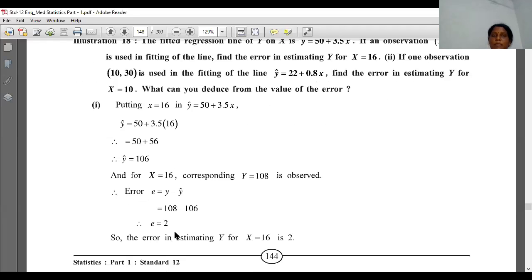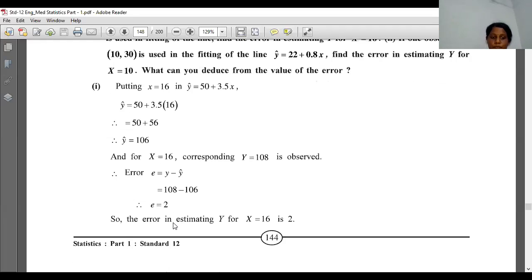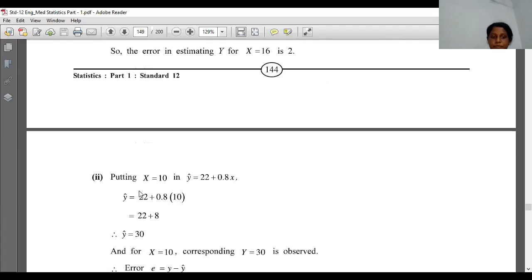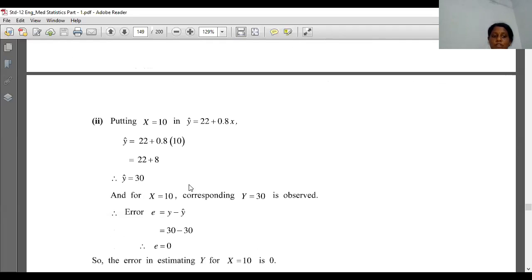So y is 108 minus 106. That is 2. Here the error is 2. Now the second one, x equal to 10 and y cap equal to 22 plus 0.8x. Now substitute the values, then we will get y cap equal to 30.